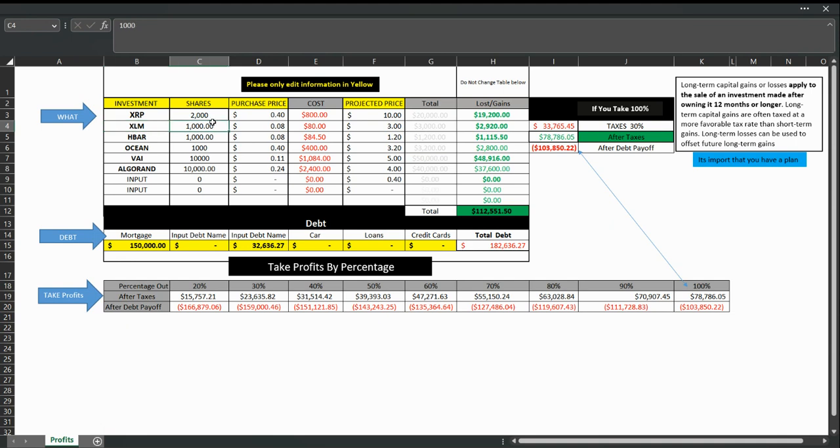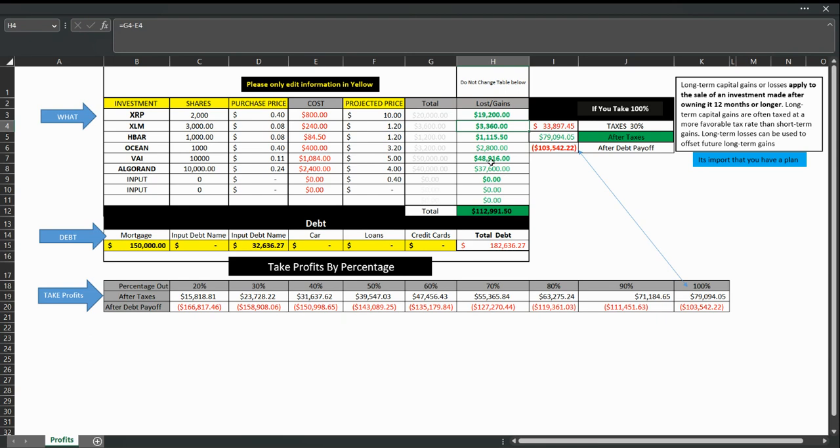XLM. Let's say 1,000 shares at 8 cents. Let's say it goes up to $2, profit, and on and on and on.